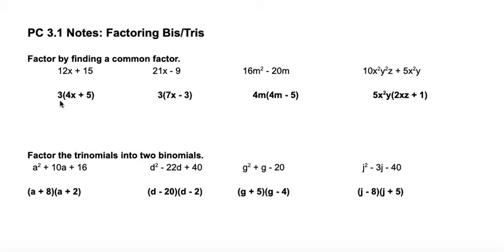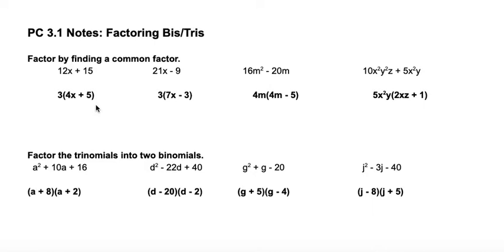So what I do is I pull a 3 out, then I divide the 12 by 3 and I put a 4. The x comes along for the ride down here. The plus sign comes along for the ride. And then we take 15 divided by my 3 and I get 5. And I leave that inside parentheses and that is factored down as best I can do.